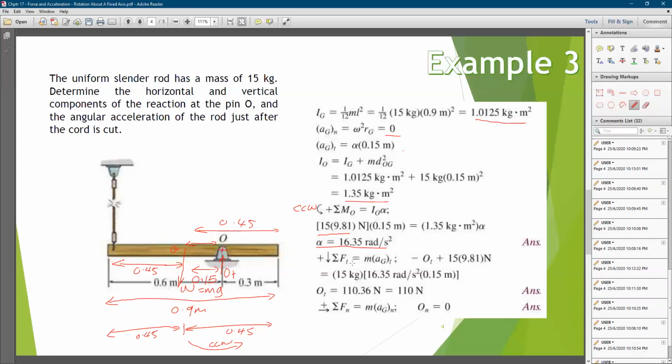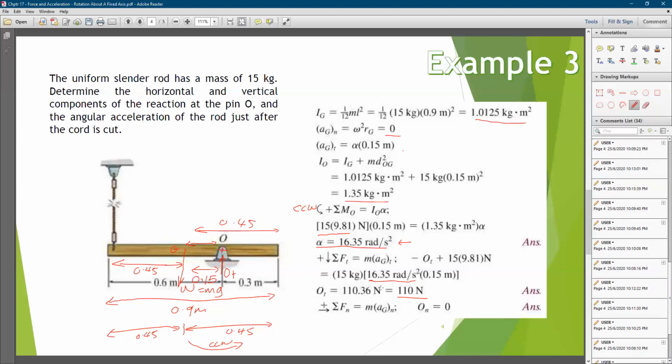Then all of that is equal to m times 16.35, the alpha here that we already calculated, times 0.15, the distance between G and O. After we calculate that part, we can get the tangential reaction force at point O, which is 110 Newton.